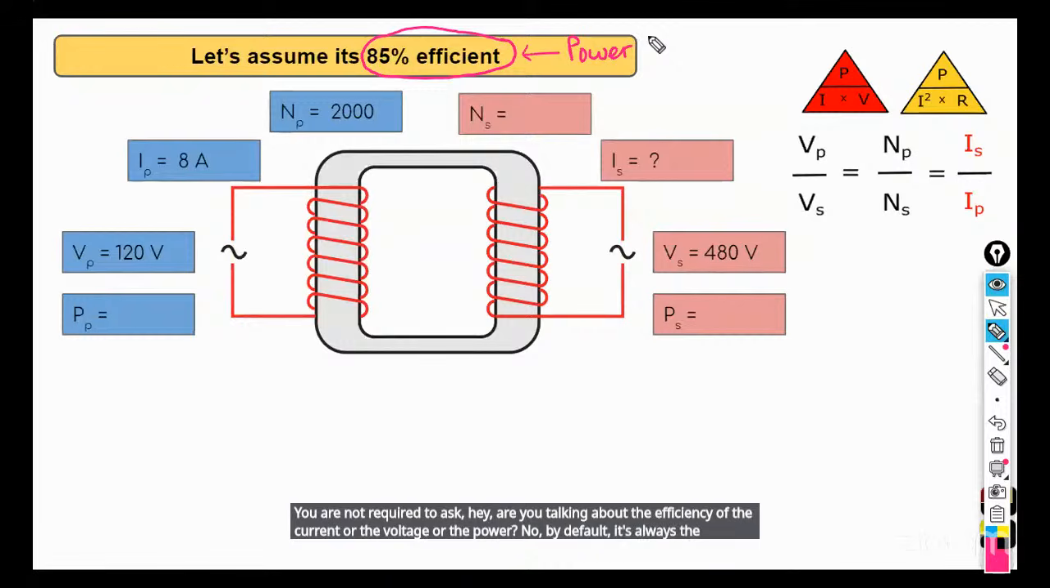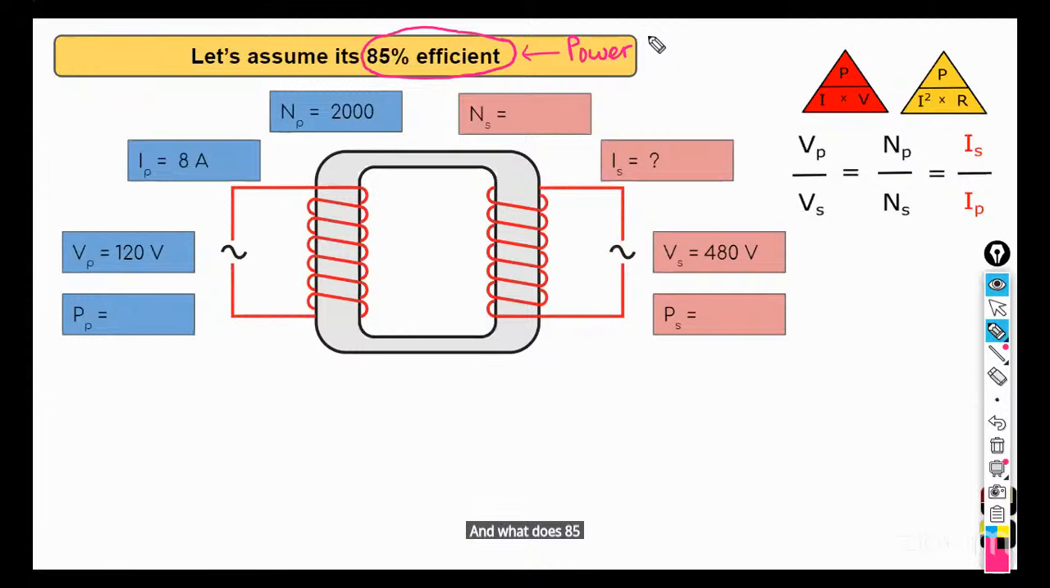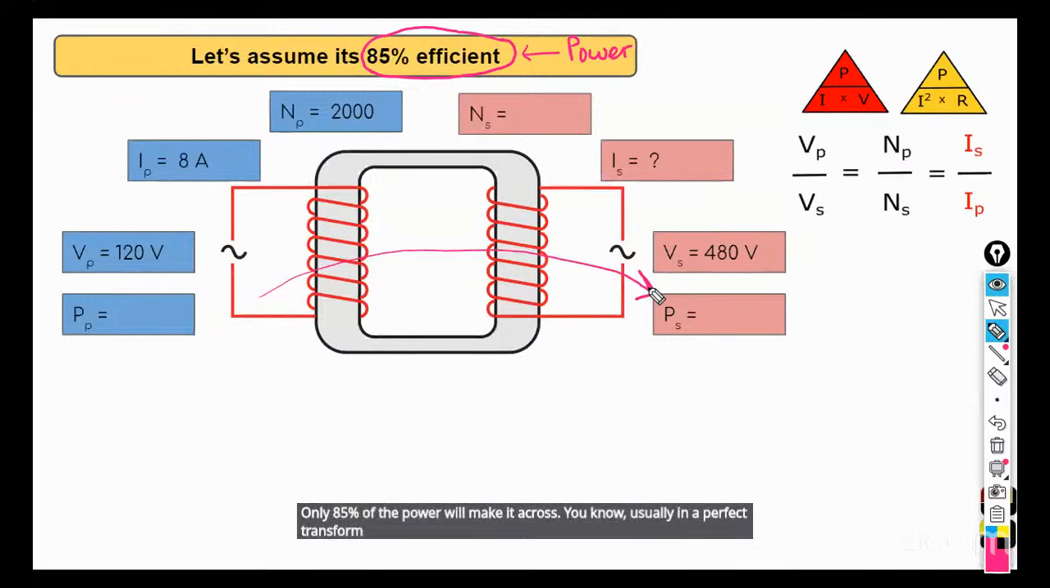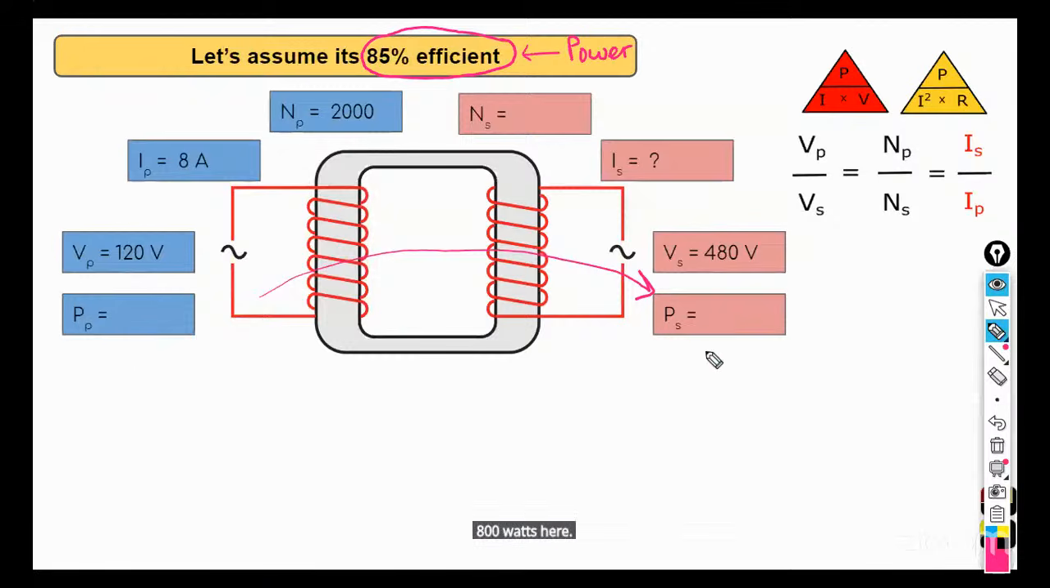And what does 85% efficient of the power mean? It means only 85% of the power will make it across. Usually in a perfect transformer, the power on the primary side and the power on the secondary side is the same. Like if you put in 800 watts here, 800 will appear on the other side. Reality is not so. Only 85% of the power will make it across.